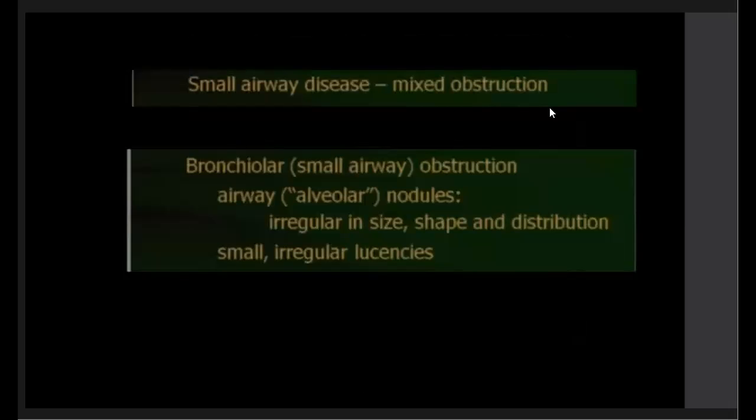Small airway disease can cause mixed obstruction, either partial or complete obstruction. Bronchiolar small airway obstruction can cause nodules, as we said, irregular in size, shape, and distribution, and small, with small lucencies.